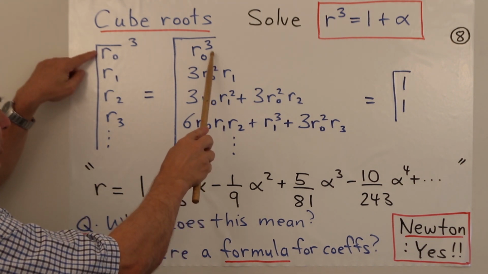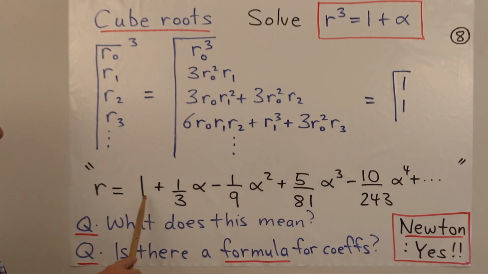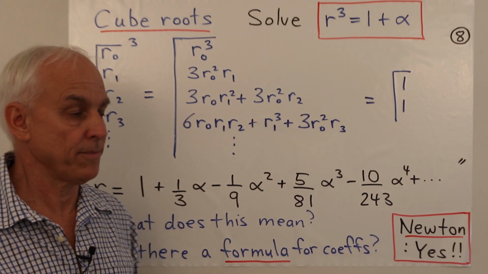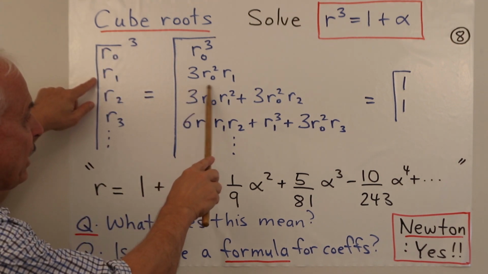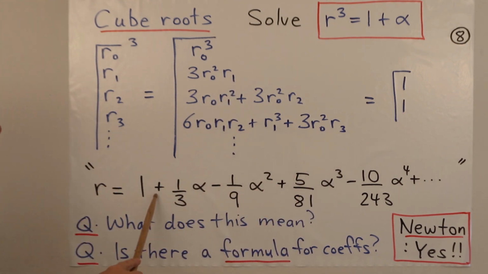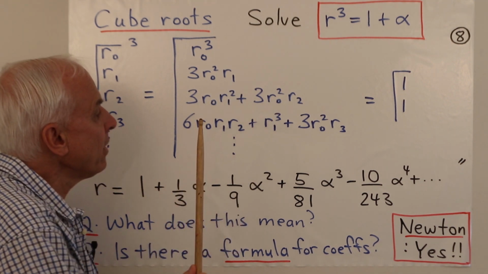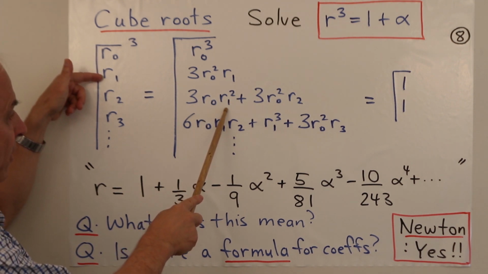So the top one is r0 cubed. We're setting that equal to 1, so one solution is to let that be 1. So suppose r0 is equal to 1. Then the next one would be 3 times r1 equals this one here. So 3 times r1, that means that r1 has to be 1/3. So there's the 1/3.